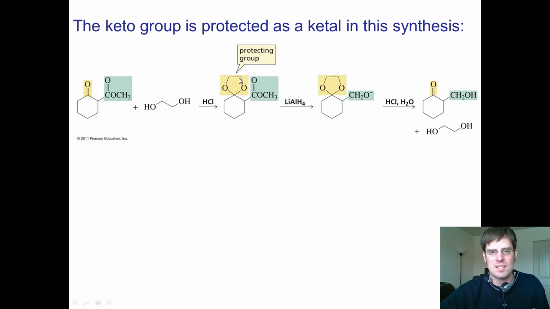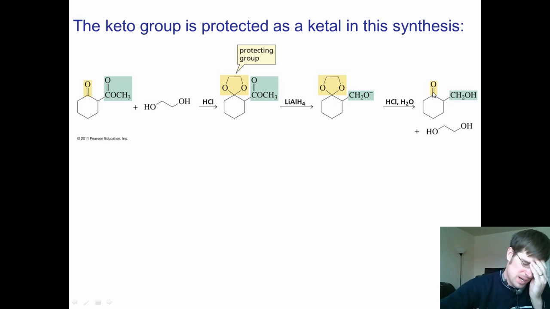Now, cyclic acetals, and acetals in general, will not react with lithium aluminum hydride. So when I take this intermediate and treat it with lithium aluminum hydride, the lithium aluminum hydride will reduce the ester. After that ester is protonated with acid, the ester is converted to a primary alcohol, and this acid and water will hydrolyze this cyclic acetal down to a ketone.